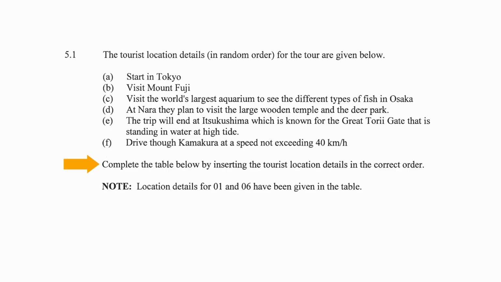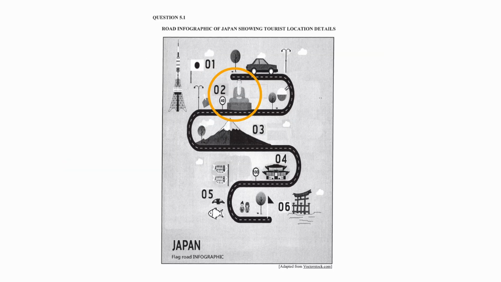Note that the locations of 1 and 6 have already been given in the table, so you have to complete the destinations 2 to 5. Destination 2 will be F. Drive through Kamakura at a speed not exceeding 40 km per hour. Destination 3 will be B. Visit Mount Fuji. Destination 4 will be D. At Nara, they plan to visit the large wooden temple and deer park. Then destination 5 will be C. Visit the world's largest aquarium to see the different types of fish in Osaka.